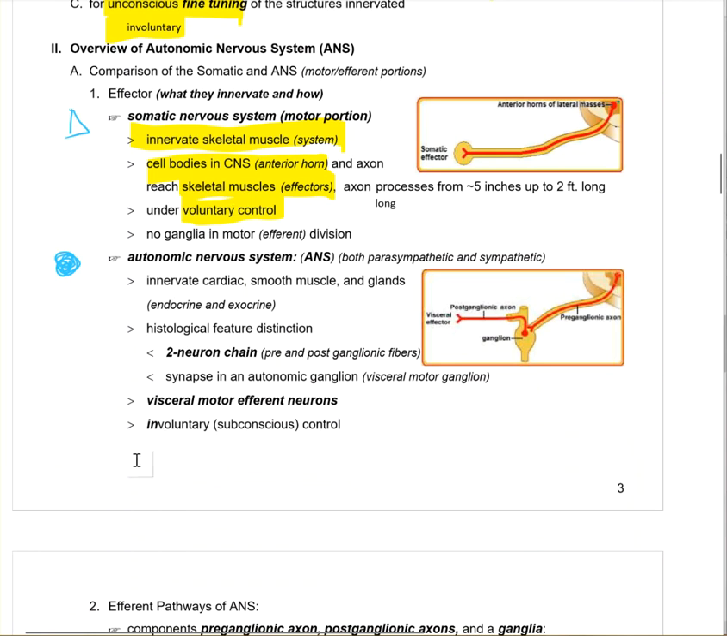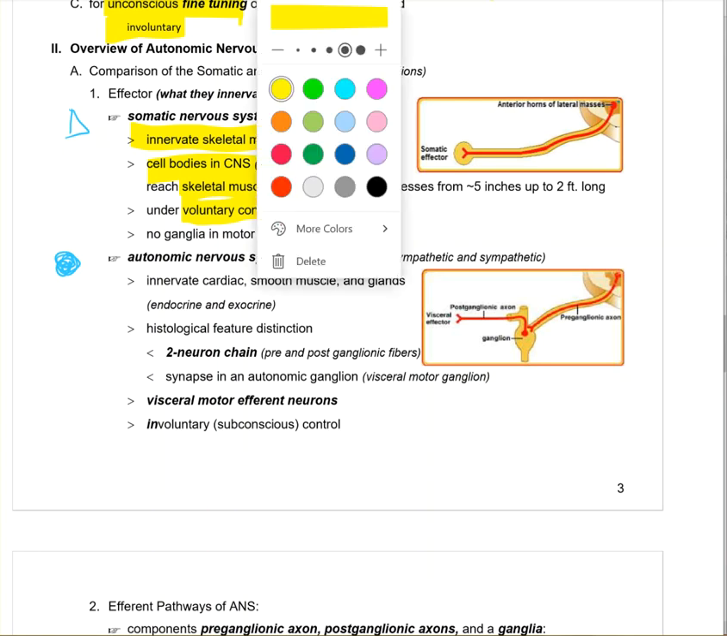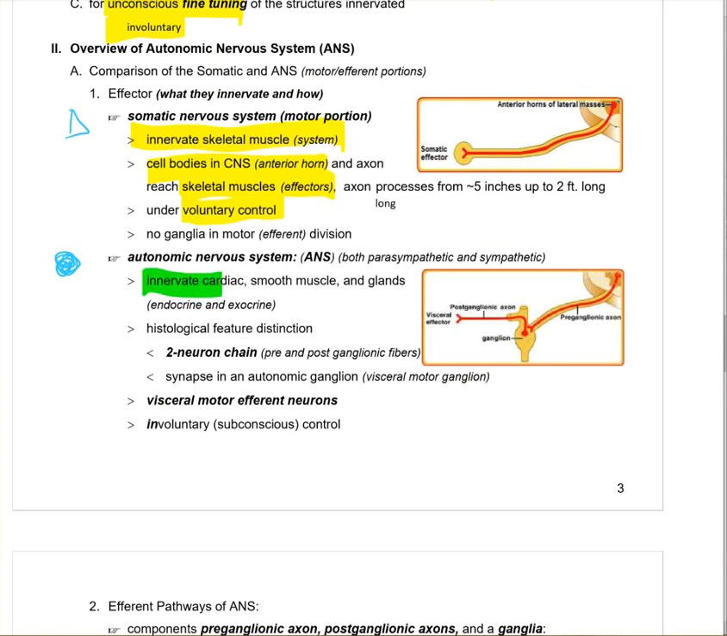All right, let's contrast that to the autonomic system. So first off, different innervations. Instead of innervating skeletal muscle, it innervates cardiac muscle, smooth muscle, and glands. All the glands, endocrine and exocrine glands. There's a distinction. If you look here in this picture of the somatic one, we have the anterior horn, that's where the cell body is, and we just send a message out to the skeletal muscle. Okay, that's it. So this is the spinal cord right here.